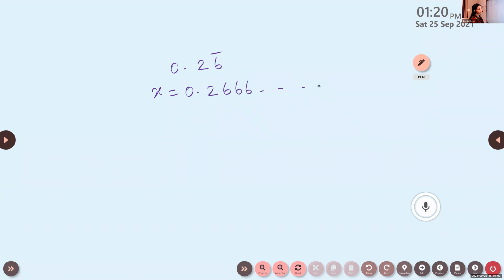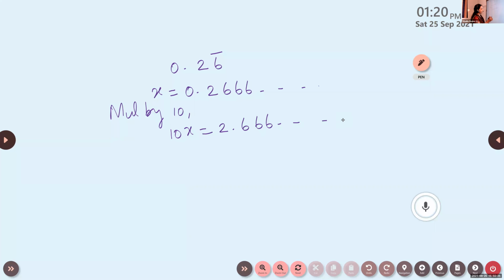So first of all, you should bring the non-repeating block to the front. In the non-repeating block, 2 is the only digit. So what you can do? We can multiply by 10. When you multiply by 10, we will get 10x is equal to 2.666 and so on.